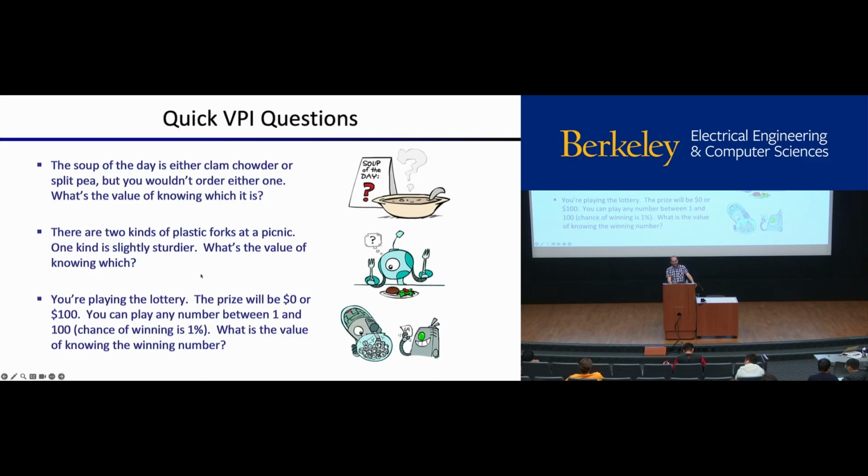Third example, you're playing the lottery. The prize will be either $0 or $100. You can play any number between 1 and 100, and if you get the number right, you win, so your chance of winning is 1%. What is the value of knowing the winning number? Well, if you don't know the winning number, your expected earnings will be $1. If you do know the winning number, your expected earnings will be $100, because you'll just choose the right number. So the value of knowing the winning number would be $99, the difference between those.